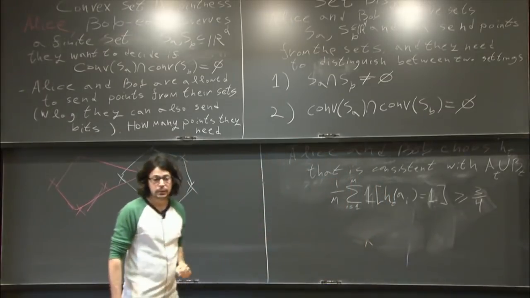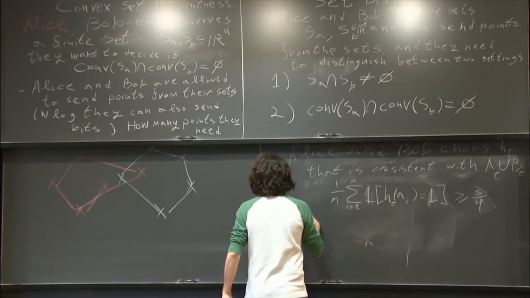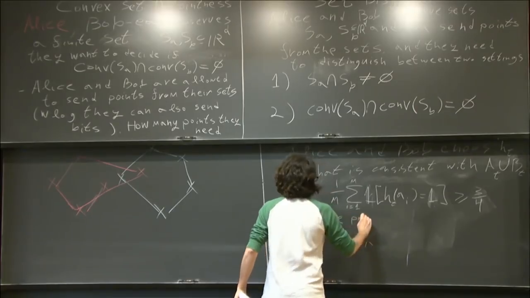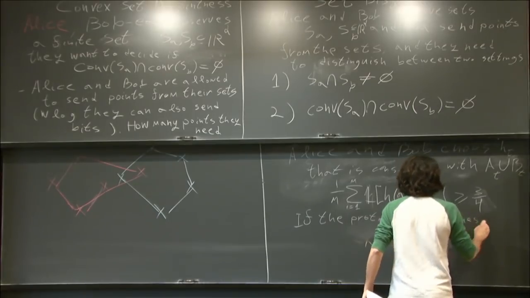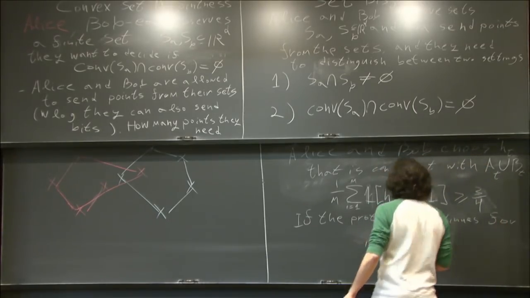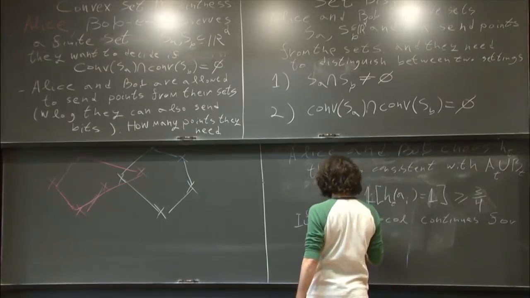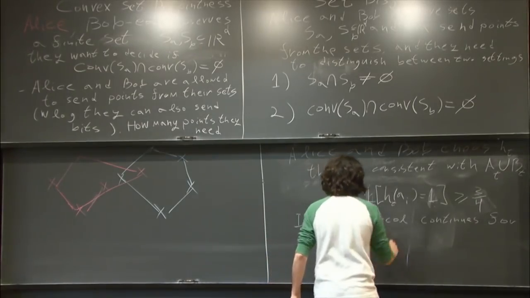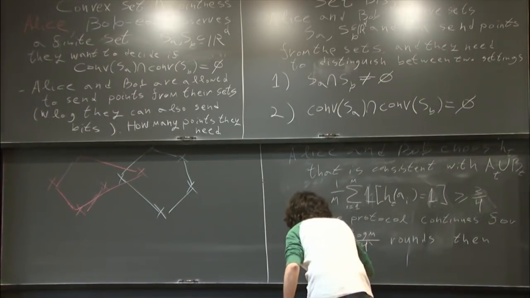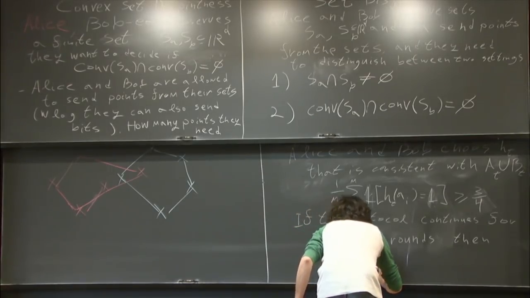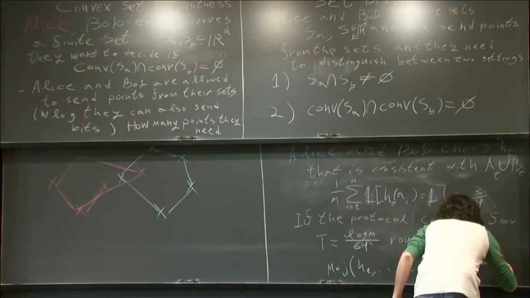So they choose the same hypothesis, and we have the guarantee that if the algorithm succeeds, if the protocol continues for T equal log M rounds, then the majority of H1 to HT is consistent. M is the size of the set.